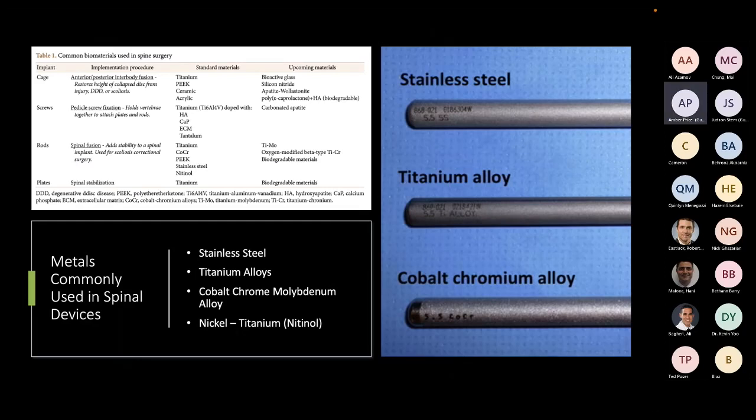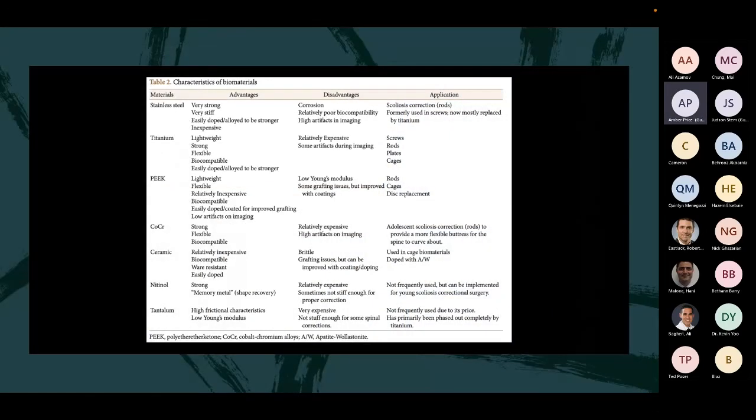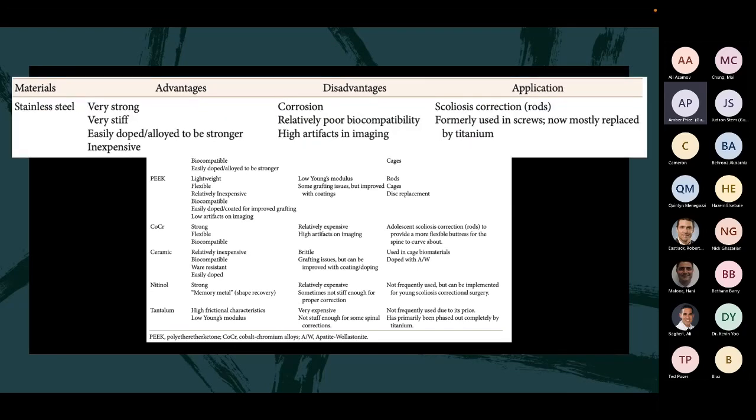So there's a lot of different types of metals that we use in spinal devices. These are some of the most common. So stainless steel, titanium alloys, cobalt chromium, and nickel titanium or nitinol. And they all have different pluses and minuses to them. So we'll start with stainless steel. That used to be used more commonly, but has kind of fallen more out of favor, and I'll talk about why. So it's very strong and very stiff. We looked at its Young's modulus before. It's very inexpensive. However, it does have a couple of disadvantages to it. So number one, it contains nickel.